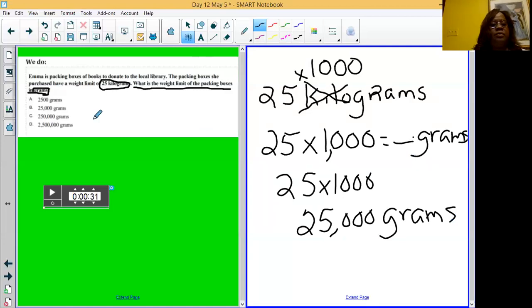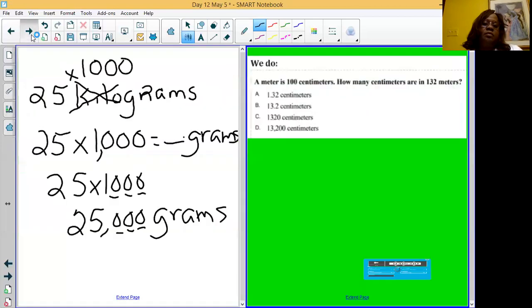The correct answer for that problem is B. Okay, because 25 times 1 gives me 25. 1,000 has 1, 2, 3 zeros. So I need to have 3 zeros at the end of my answer. 25,000 grams is what you should have. All right, if you need additional time, please pause the video.